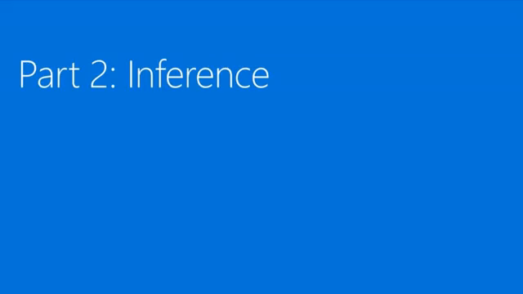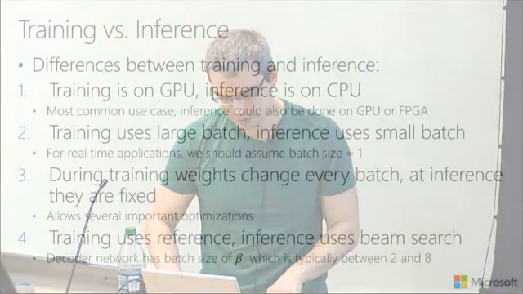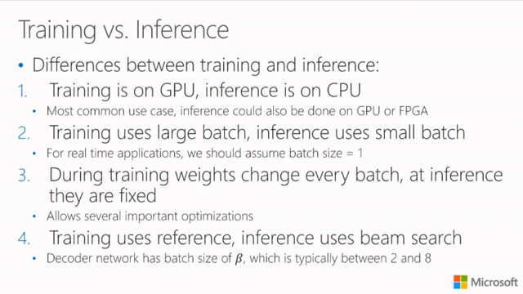Okay, so that's done with training. On to inference. There are a couple of important differences between training and inference. Number one is training is on the GPU, inference is on the CPU. It could also be done on the FPGA or whatever. It could also be done on an ASIC, but we're going to talk about the CPU.